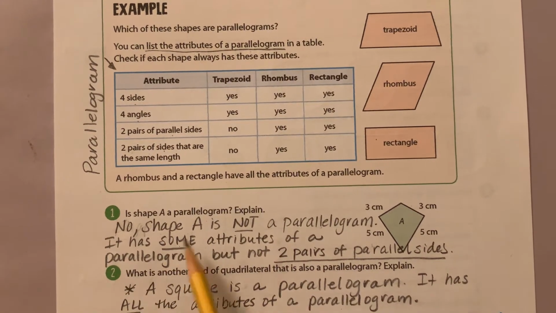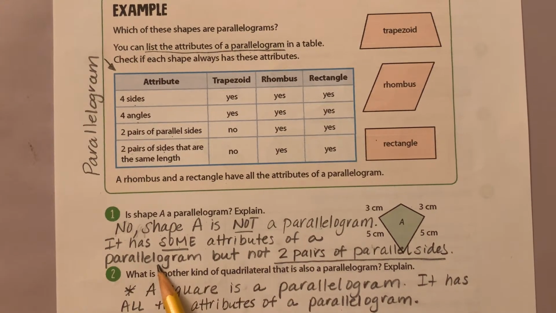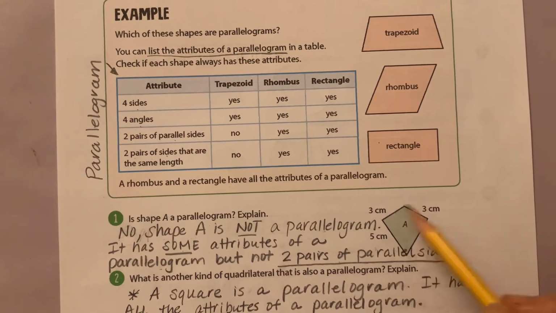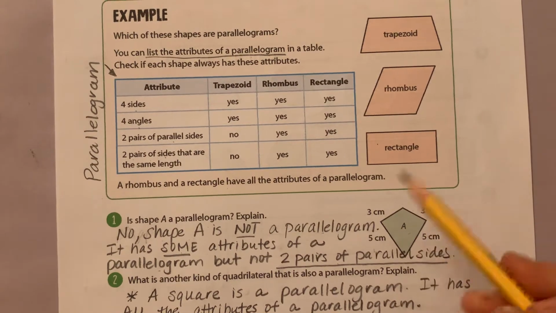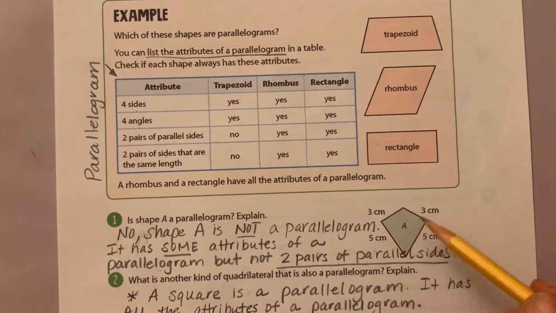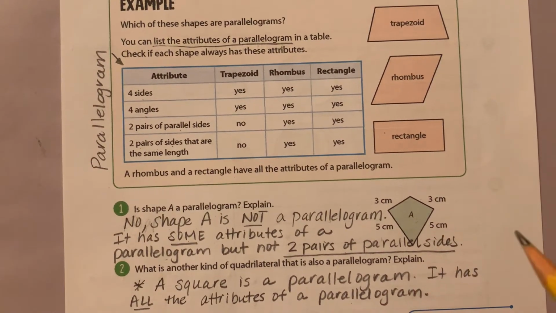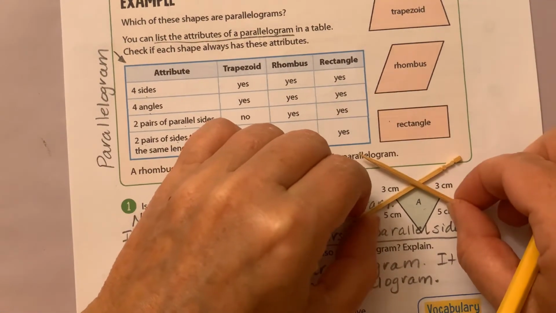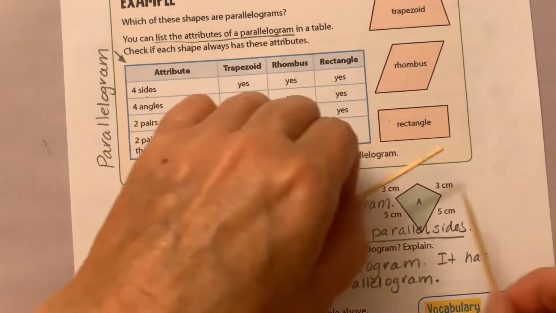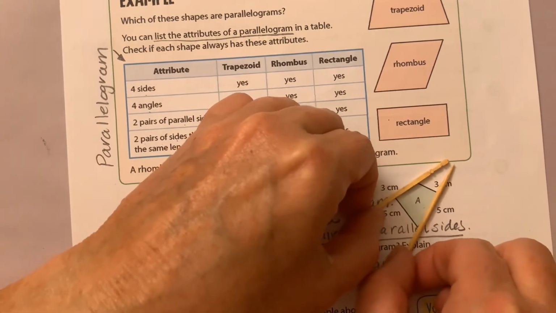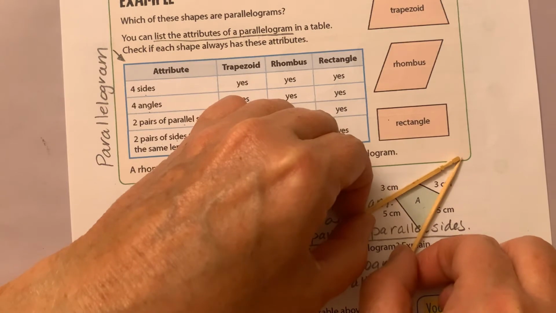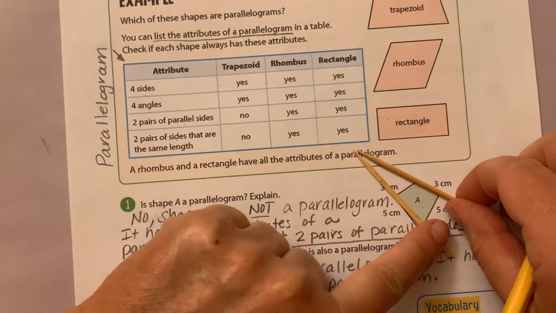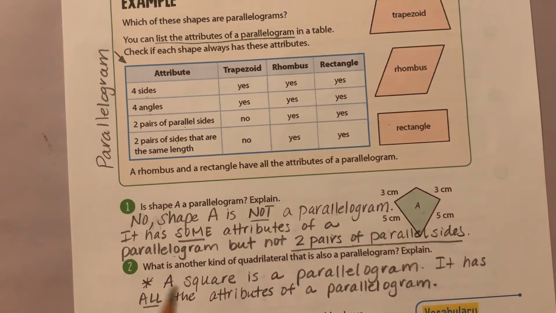It has some attributes of a parallelogram, but not 2 pairs of parallel sides. So it does have 4 sides, it does have 4 angles, but it does not have 2 pairs of parallel sides. Notice that when we use our toothpicks, if that line keeps going and this one, see how they touch? They're not the same distance apart. The opposite sides will eventually touch. See that? And then those will eventually touch too. So if we lay them out, those are not parallel.